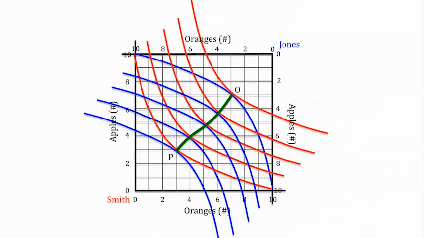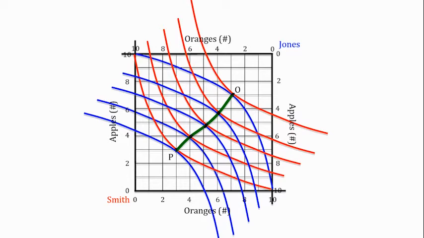Let's see this in a little bit more detail. Here's our Smith and Jones diagram, 10 by 10 box. And notice that I have identified a bunch of tangencies between Smith and Jones's indifference curves. I've got 5 indifference curves for each of them, and I have found 5 places where each indifference curve is tangent to the others, just touching each other. Now let me explain why that's Pareto optimal.